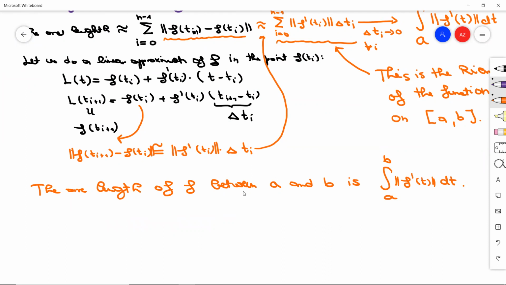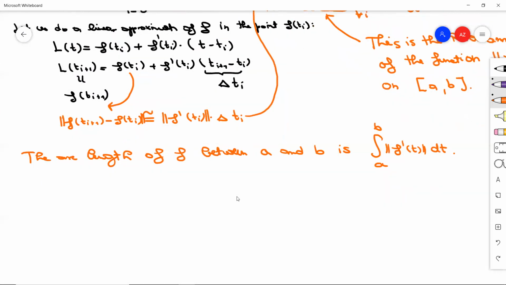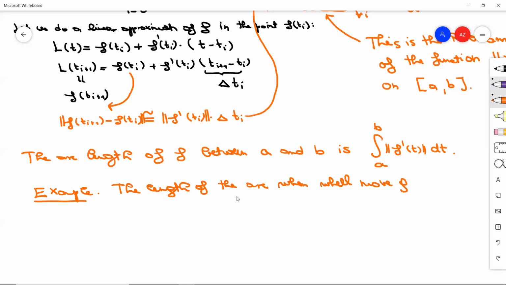Let's just look at one example. How would we calculate the length of the cycloid traveled in one turn? Example: the length of the arc when the wheel moves for one full turn.